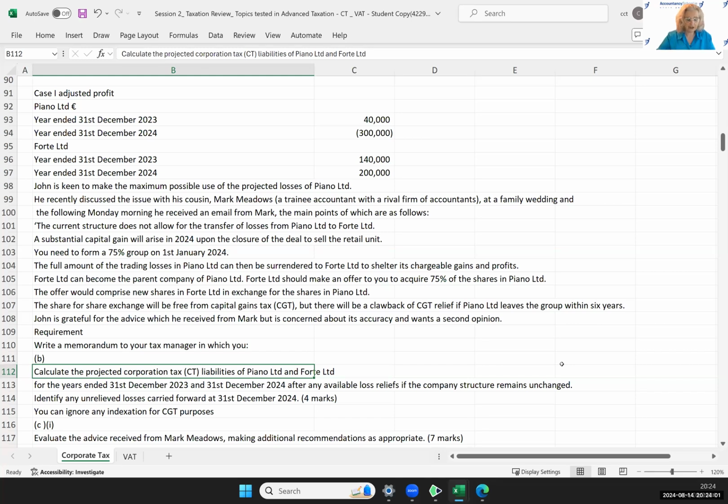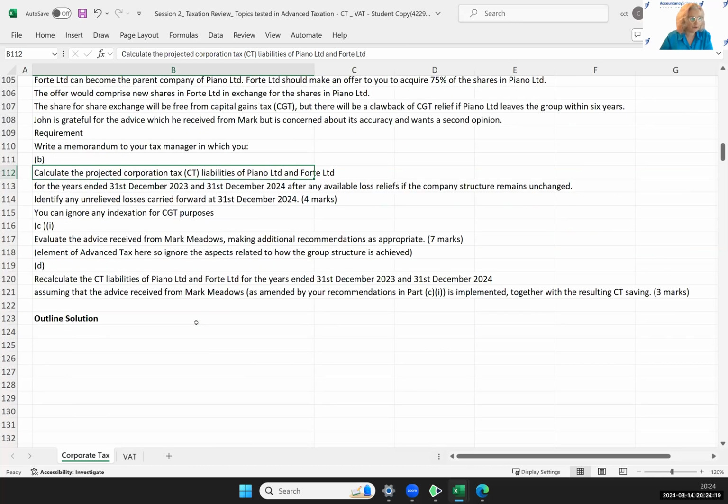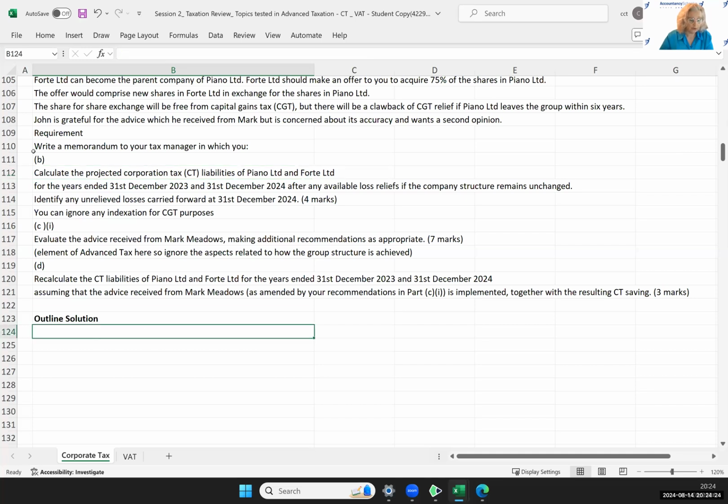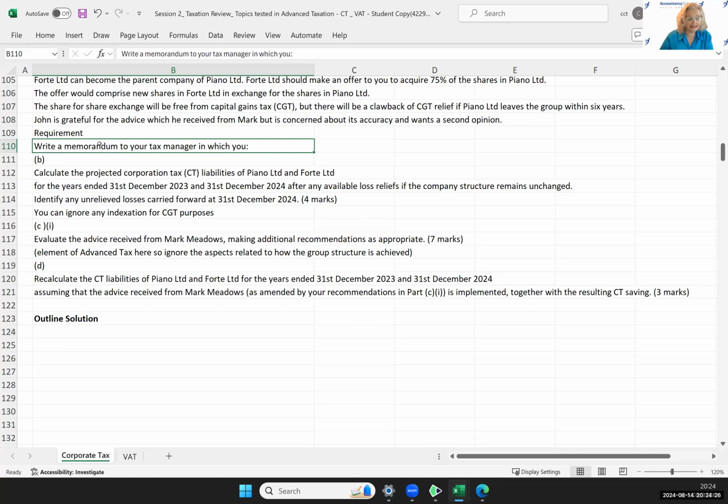Okay. And you're asked to calculate the projected figures. You weren't even asked to give any, were you asked to explain as well? Calculate projected corporation tax liabilities. Yeah, you weren't even asked for an explanation. You were just asked to calculate. All right. Oh, sorry, you were. Look, you were asked to write a memorandum to your tax manager. So if you're writing a memorandum to your tax manager, then there'll be words used as well.